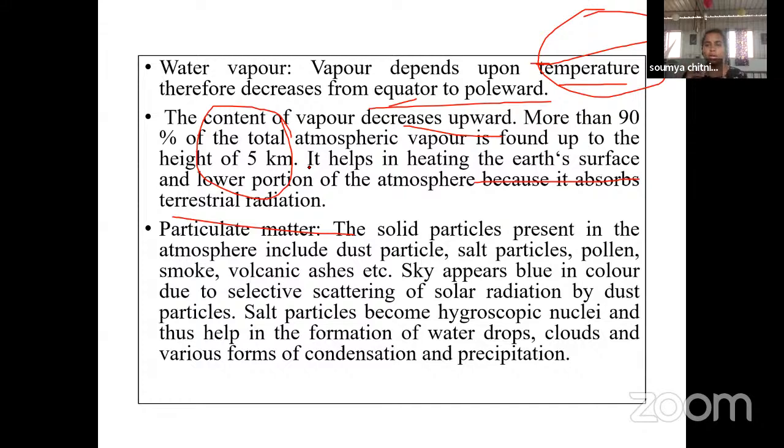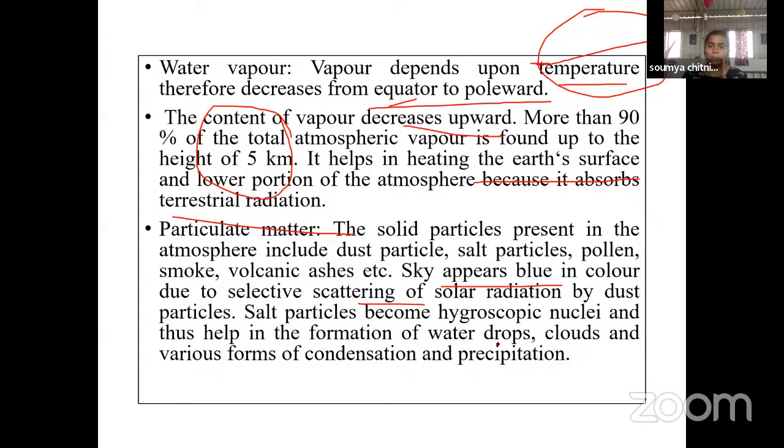Particulate matter is nothing but solid particles, like dust particles, salts, pollen, smoke, volcanic ashes, or other gases. Those are all suspended in the atmosphere. They do not move upward, and they do not land on the earth's surface. Because of these particulate matters, the solar radiation which is supposed to reach the earth's surface, or the radiation which has to reach the atmosphere from the earth's surface, will be diverted or scattered. Sometimes we may find the question, why does the sky appear blue? That is because of the selective scattering of the solar radiation by dust particles.